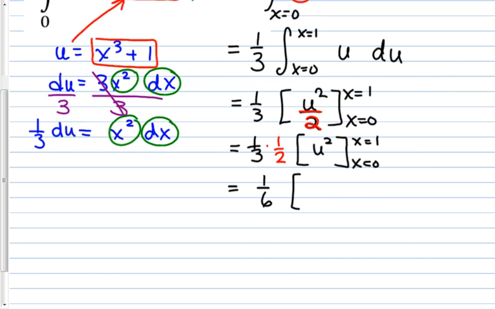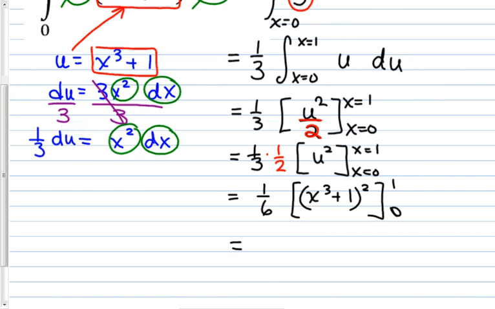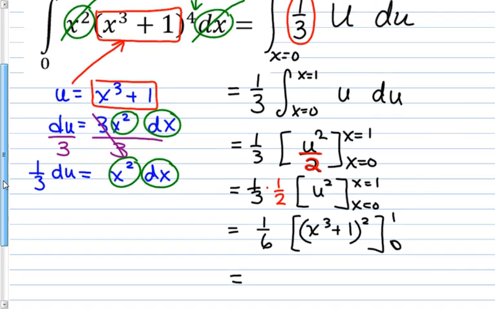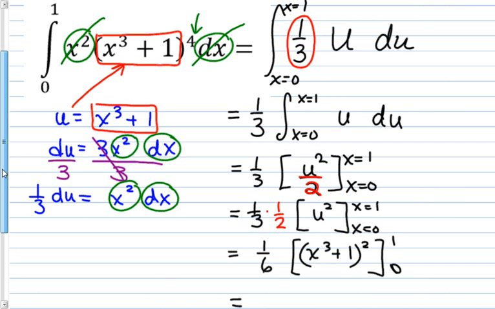u squared. u was originally x cubed plus 1, and then that's squared. And then you're evaluating it from 0 to 1. And I don't have to write x equals anymore because the x's are back, right? I knew I forgot something. Story of my life. It's really hard to talk and to do things at the same time and not forget something.